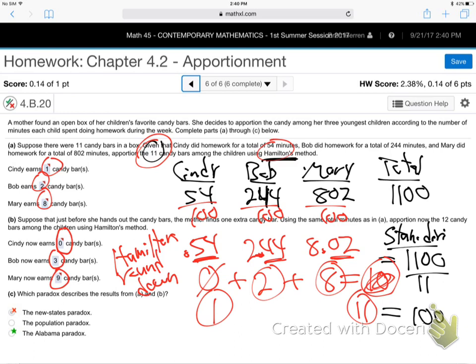Cindy gets less. You know what that is? That's the Alabama paradox. That's exactly how Alabama felt. Like, how can you have more to give away and I get less? What kind of bogus method is that? Hamiltons can do that. Cindy gets no candy bars now. Which paradox? There it is. That's the Alabama paradox. That's exactly it.